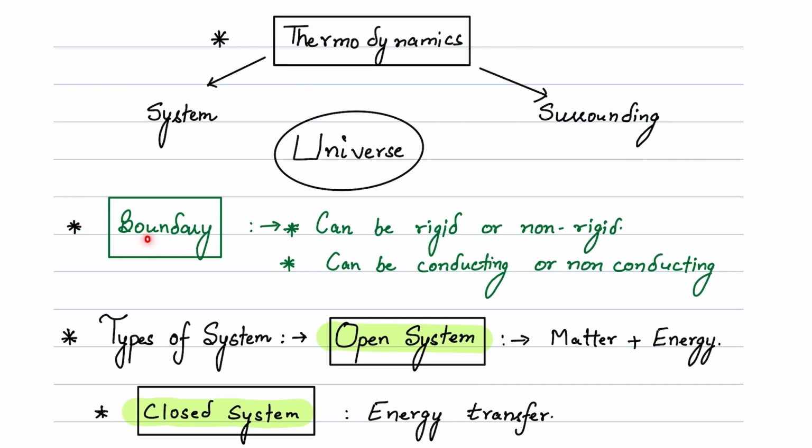Another important term in this chapter is boundary. Now this boundary that basically separates system and surrounding, it can be rigid, non-rigid, conducting or non-conducting.